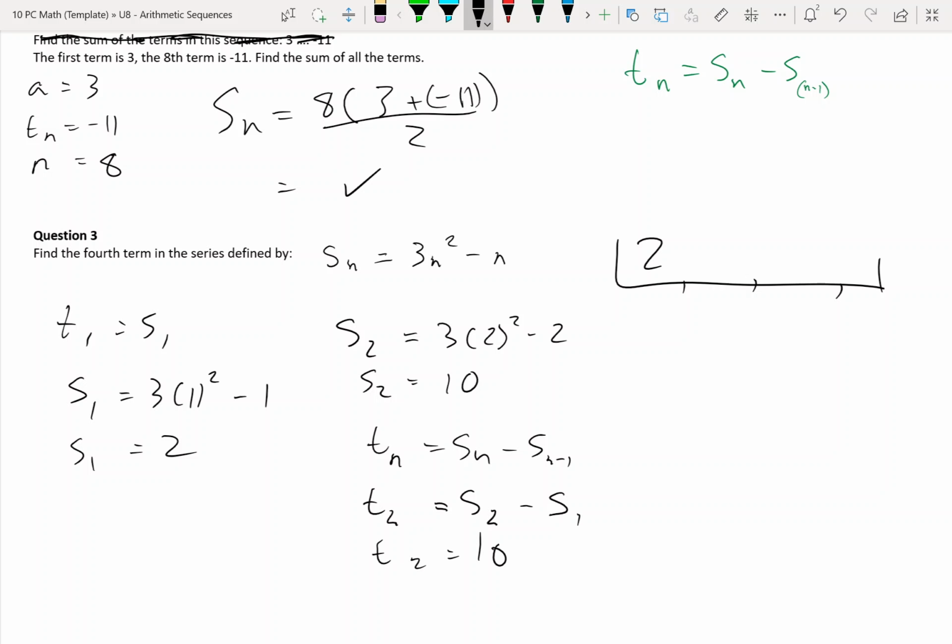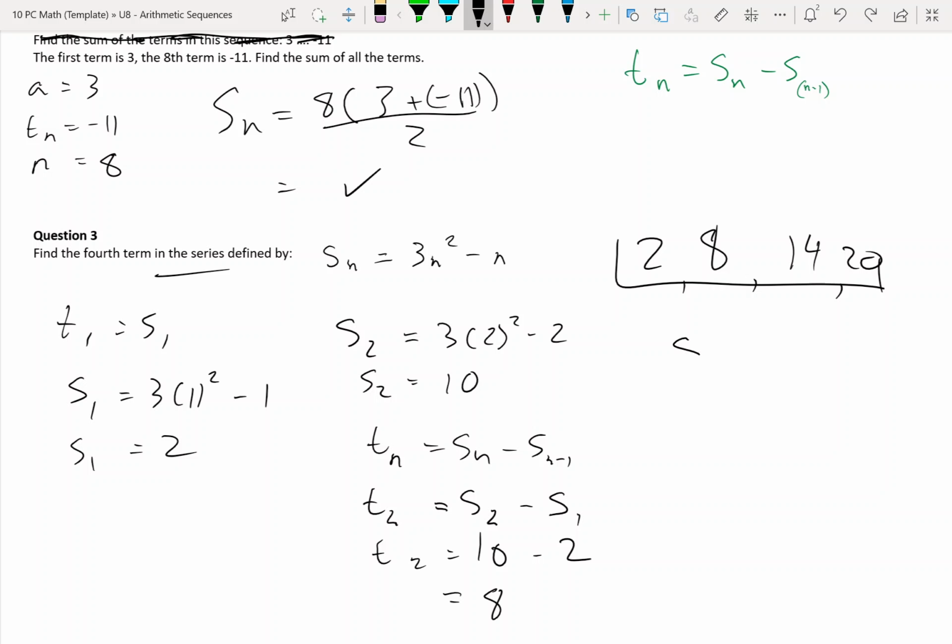Sum at 2 we said was 10. Sum at 1 was 2. So that means it's 8. So the second number is 8. Now, if they told you it was arithmetic, you can tell, well, look, the difference is 6. So the next number is 14, the next number is 20. That's done. If they don't tell you it's arithmetic, you have to keep subbing in and solving it.